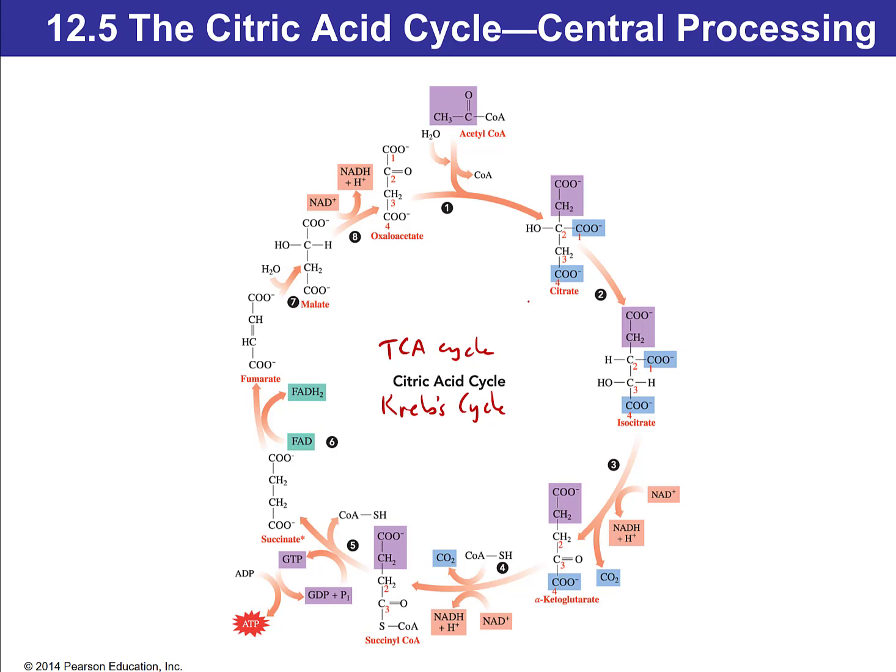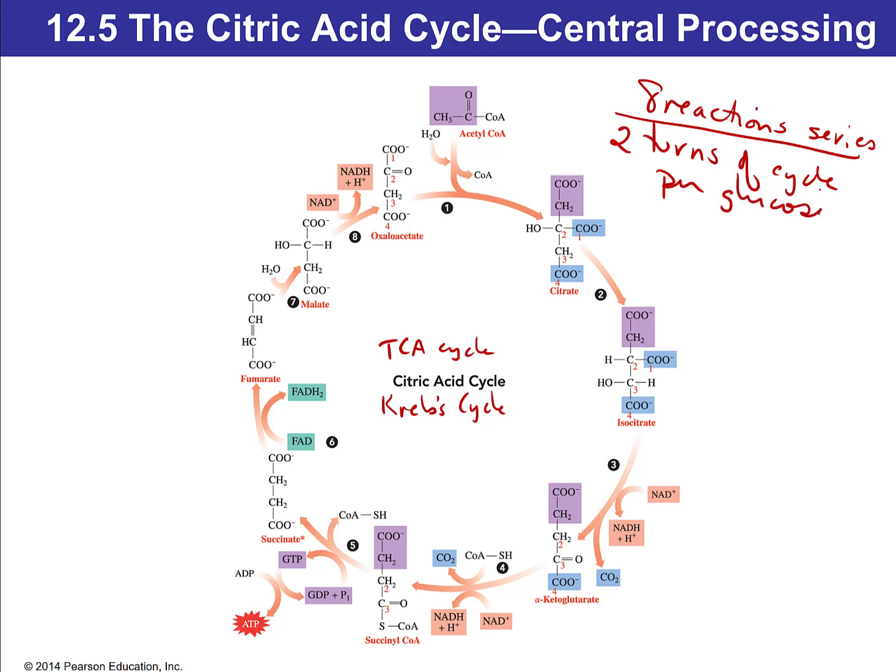So here, I don't expect you to remember any of these structures. I don't expect you to remember any of the names. All we're really going to look at is what happens. Okay? This is a series of 8 reactions. The 8th reaction reforms what's going to be used to do reaction 1. So that is why they say it's a cycle or a series. So it goes in a circle. It takes 2 turns of the cycle per glucose.